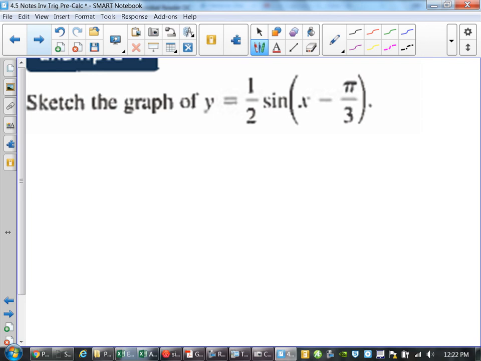Let's start with something easy where your b value is going to be 1. And I'll show you how this works out. y equals 1/2 sine (x minus pi over 3). And we're going to plot it directly into its own phase shift, in its own shifted graph.